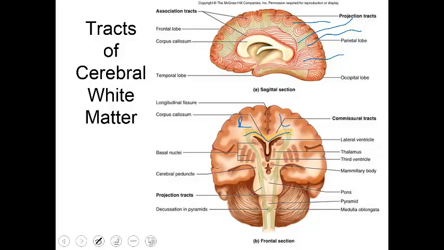So this concludes part one of the brain lecture. In the next one, we will go over the different areas, the association, the motor, and the sensory areas within the cerebrum.